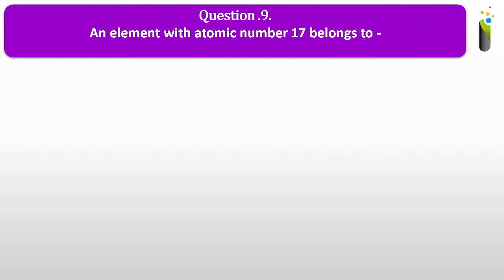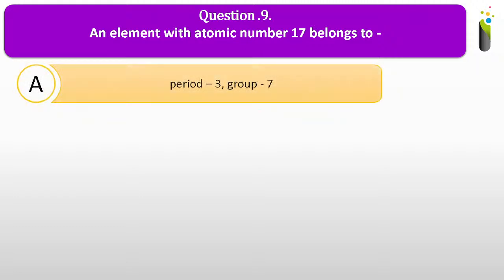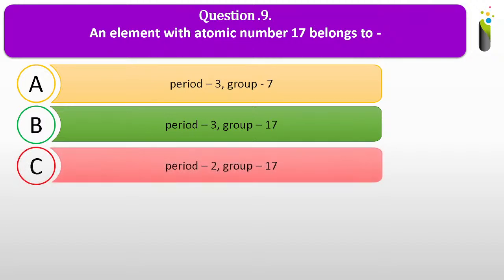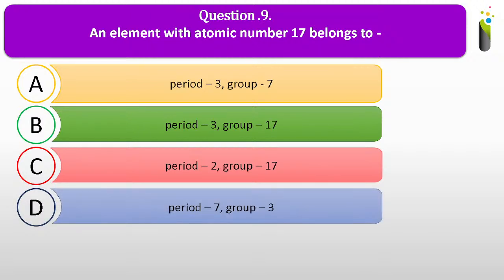An element with atomic number 17 belongs to dash. A. Period 3 group 7. B. Period 3 group 17. C. Period 2 group 17. D. Period 7 group 3.